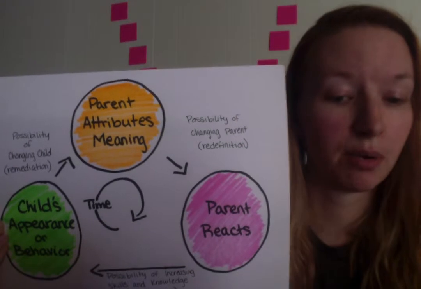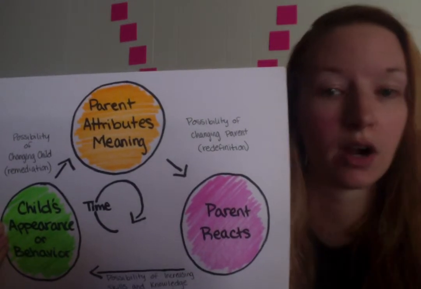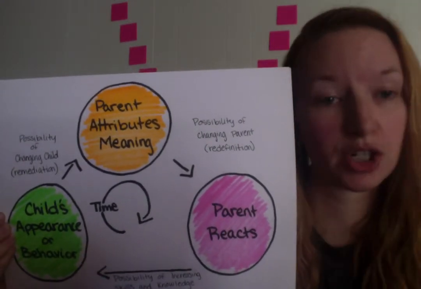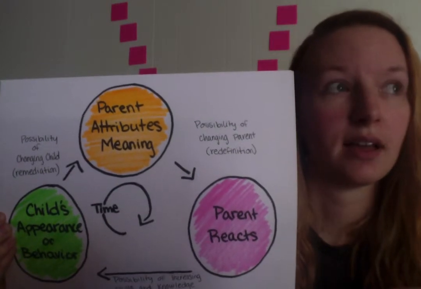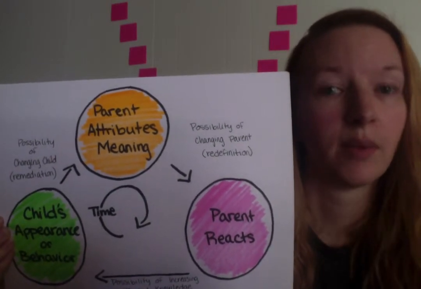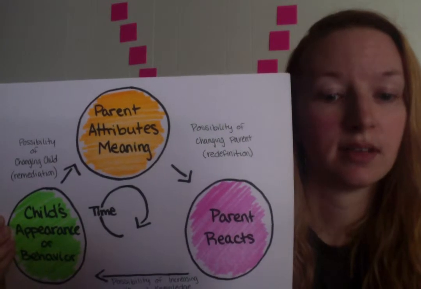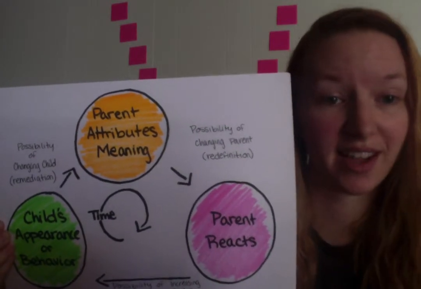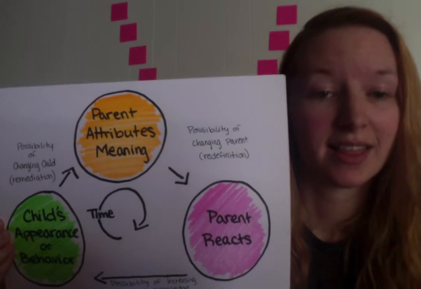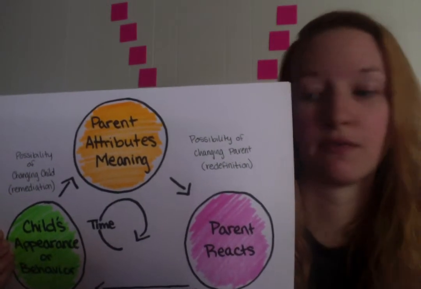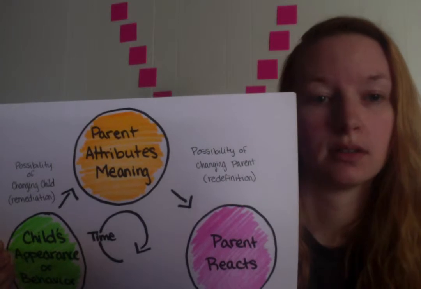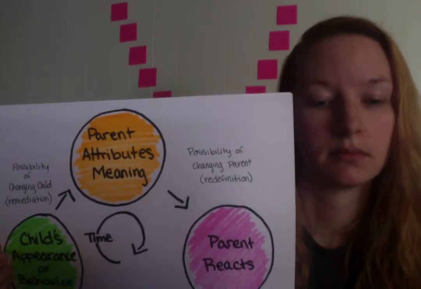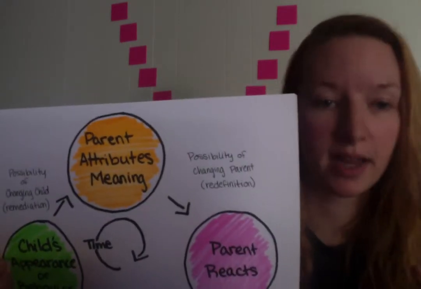Another key point is that there are opportunities for intervention between each stage. So if the way that the child is reacting is not the desired act, then there's opportunity for changing the child's behavior. So that's the remediation stage.